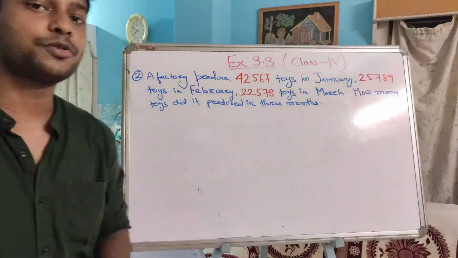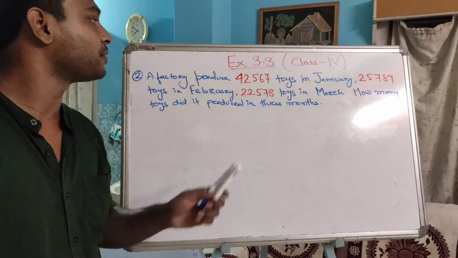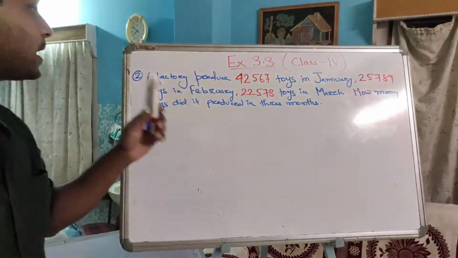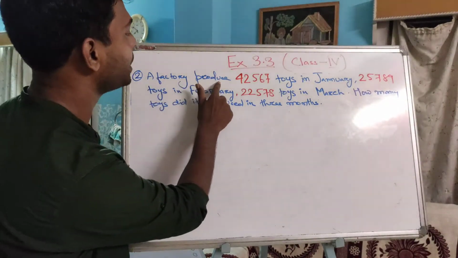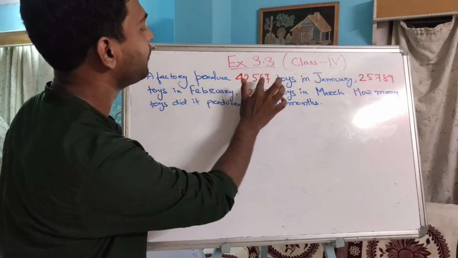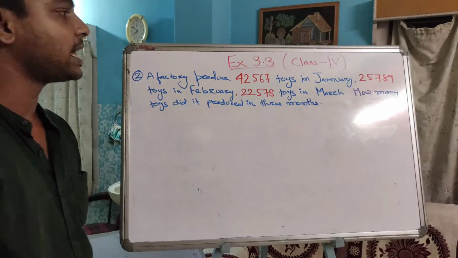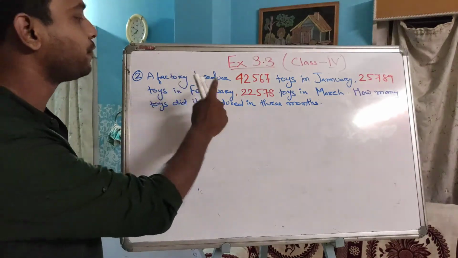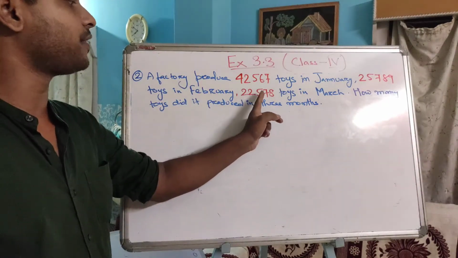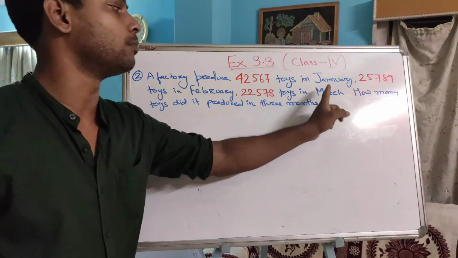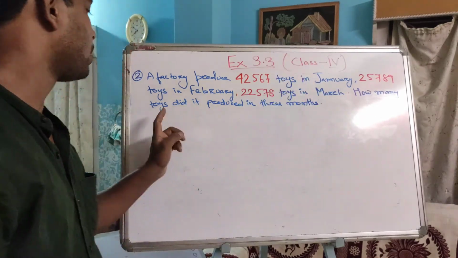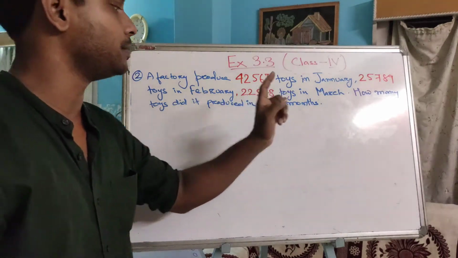So hi students, I am back with our second question from exercise 3.3. The question is, a factory produced 42,567 toys in January, 25,789 toys in February, 22,578 toys in March. How many toys did it produce in 3 months?